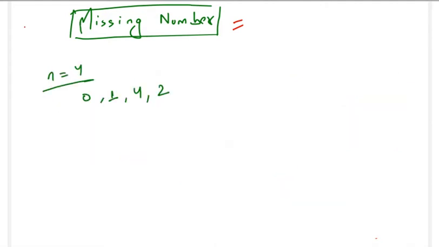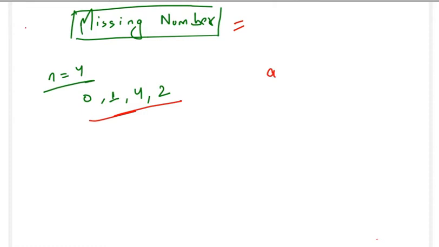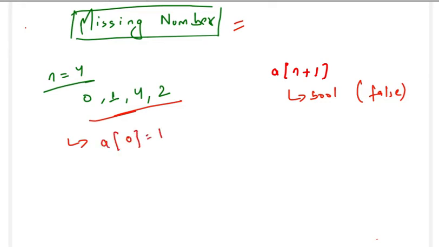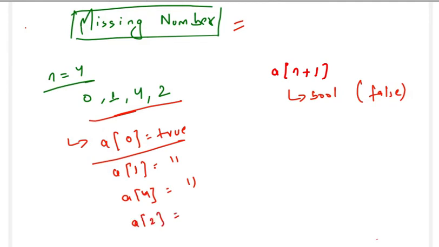So in this example, n is 4 and the array elements are 0, 1, 4, 2. Now this problem can be solved easily if we take extra space. Let's say we take an array of size n plus 1 and this array is of bool type which is initialized to false. So what we will do is we will traverse through this array's elements and every time we get a number, we make it true in our bool array. So a of 0 will be true, a of 1 becomes true, a of 4 becomes true, and at last a of 2 becomes true.